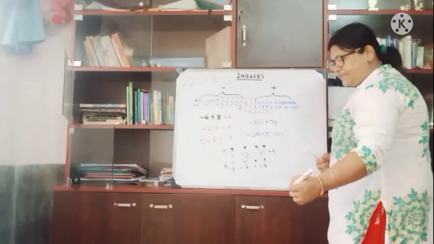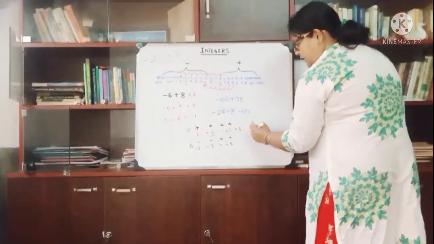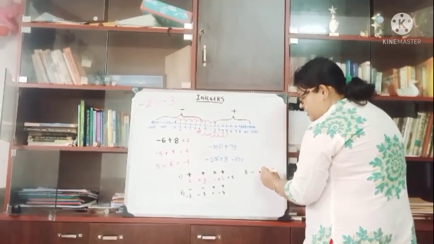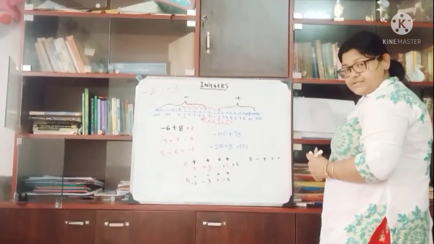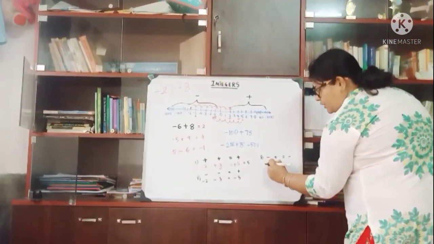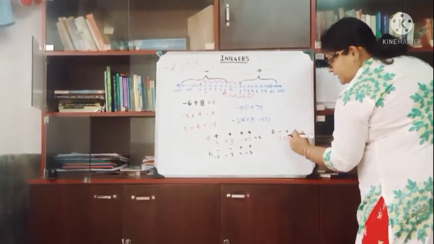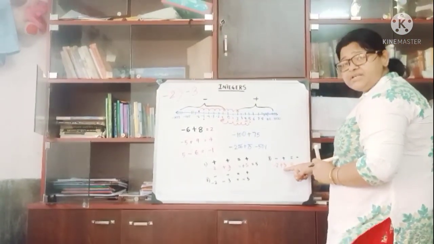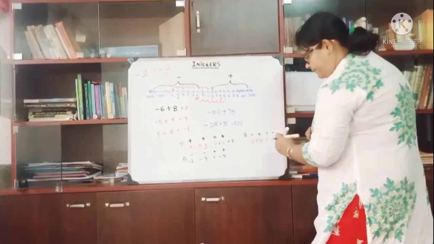Let's talk about the third law. The third law, plus minus, the calculation is always minus. Example, minus 2 plus 3. What did I tell you? The calculation should be minus 2 minus 3. What is the answer? 1.